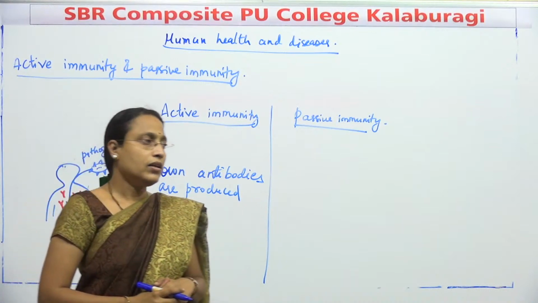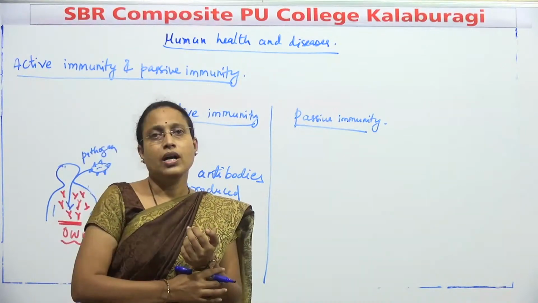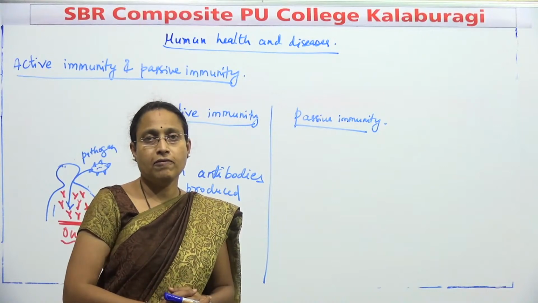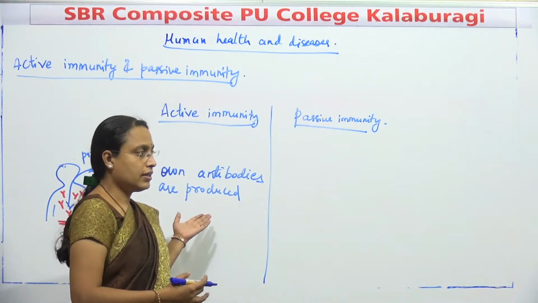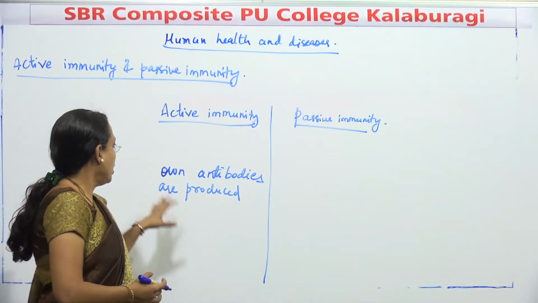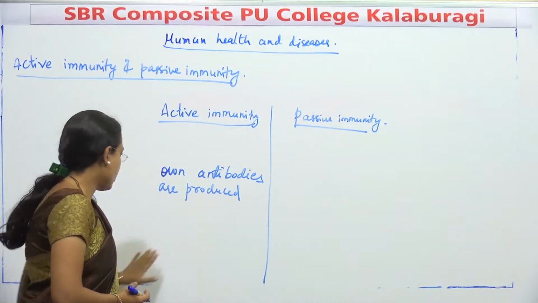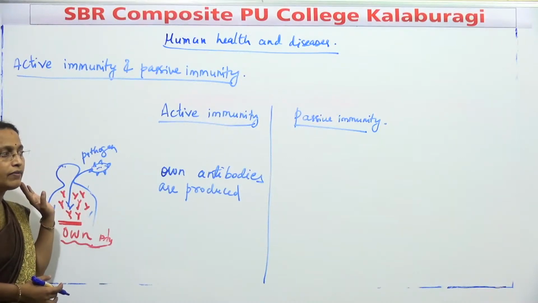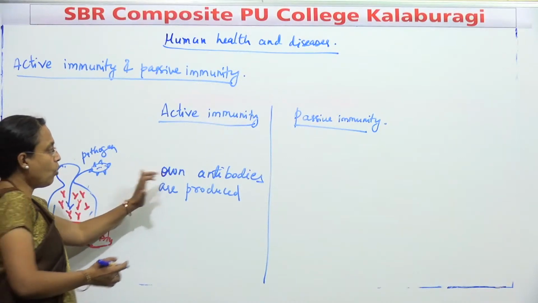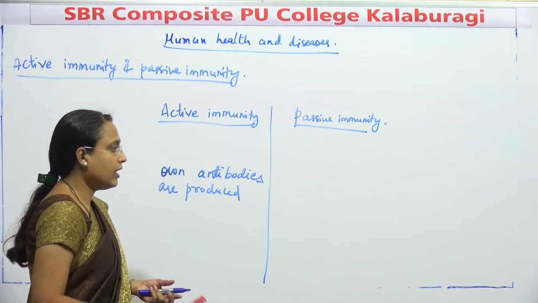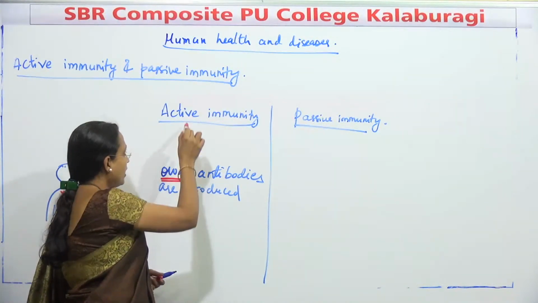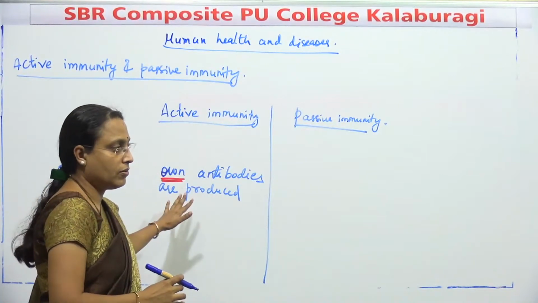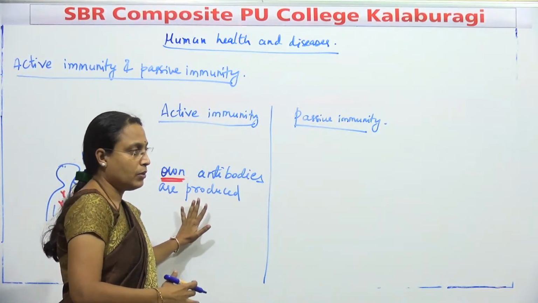Then, students, in the next part I'm going to cover the remaining portion after I explain the structure of antibody. Since this is important, this topic has to be stressed. So, own antibodies are produced. The person's own B cells will differentiate into his own plasma cells and will produce his own antibodies. So own antibodies tell us that the immunity type is active immunity. It's called active immunity.